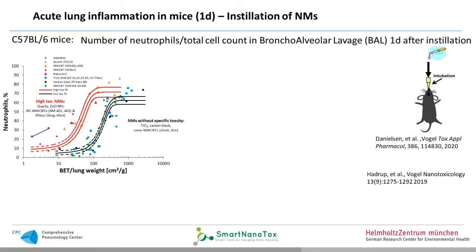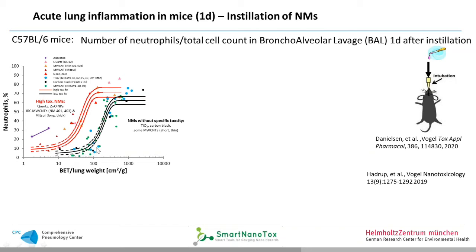Yeah, the same happens for animals. When you do instillation in mice, we take the bronchoalveolar lavage, and then we analyze the number of neutrophils and normalize it to the total number of cells in the BAL. And then you find this neutrophil percentage, which is a hallmark of inflammation. Here is the one-day data, so 1 day after instillation. You see again the BET surface area on the x-axis and the neutrophil response on the y-axis.